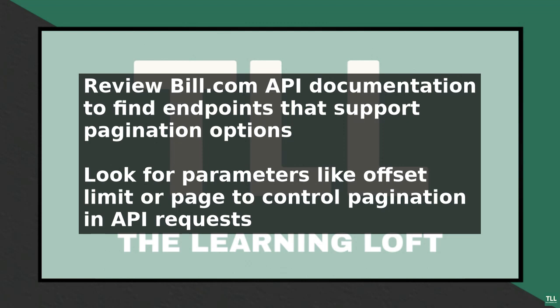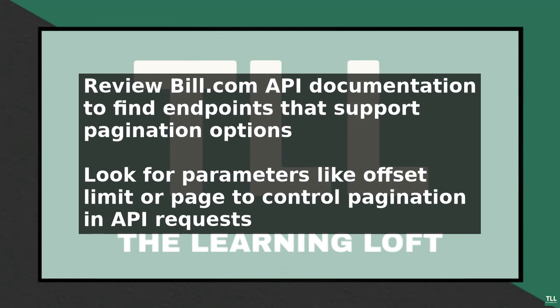The offset parameter specifies the starting point of the page, while the limit parameter specifies the number of items to return per page. For example, if you want to retrieve a list of invoices, you can use the offset parameter to start from the 10th invoice and the limit parameter to return 20 invoices per page.